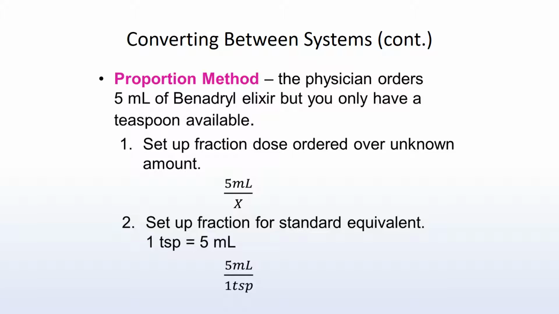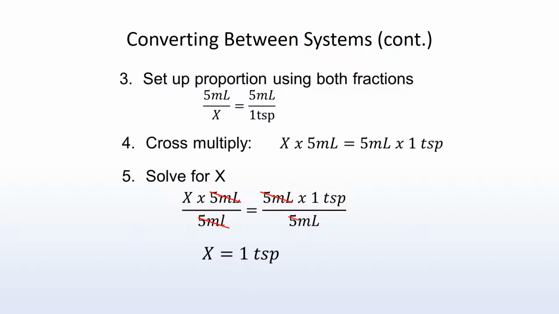All right, so proportion method. So here we got the proportion, 5 mLs over X. What do we know 5 mLs is? 1 teaspoon, right? So we got to set up that proportion. So the next step is, well, this is not a good example. The next step is to set up the proportion.